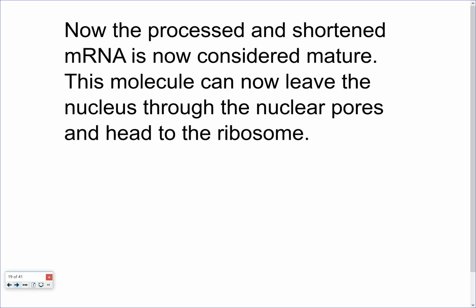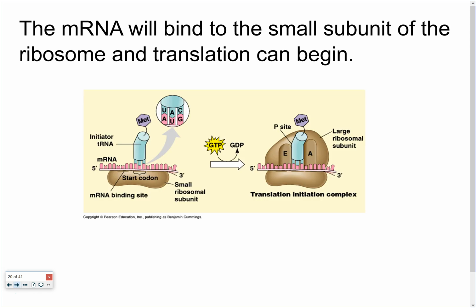This molecule can finally leave the nucleus through the nuclear pores and head out to the ribosomes. Once it gets out there, it's going to first bind to the small subunit, and once again, a ribosome contains a small subunit and a large subunit. And you're going to be looking for what is known as the start codon, and the start codon will be AUG. That's going to go on to code for the amino acid methionine. You can see the methionine, or met, is right there.